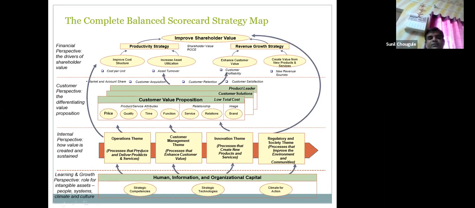Internal perspectives, operations team, processes, we have already seen. Then learning and growth perspective: strategic competencies, strategic technologies, and climate for action.